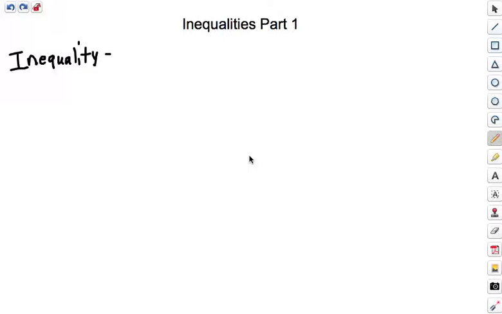We're going to start with looking at two ways to solve inequalities. Before we get started with that, though, I'd like to just talk about what an inequality is. When we say inequality, what that means is it is a number sentence or math sentence containing less than, greater than, less than or equal to, or greater than or equal to.